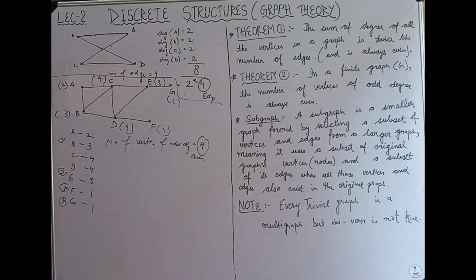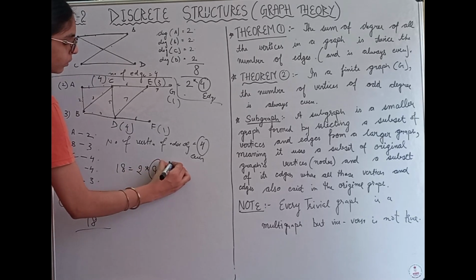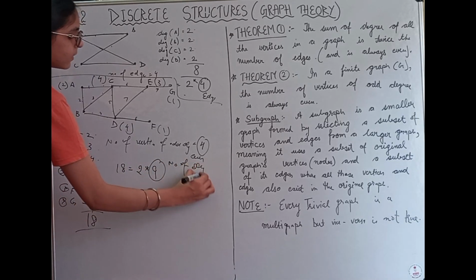So let's verify the first theorem also on this graph, as we have calculated the degrees. Let's take the sum of the degrees: 2, 5, 9, 9 plus 4 is 13, 13 plus 3 is 16, 17 and 18. So 18 is the sum of degree of all the vertices. And the number of edges we have: 1, 2, 3, 4, 5, 6, 7, 8 and 9. So we can break down 18 as 2 into 9. So 9 is equal to the number of edges in this graph.